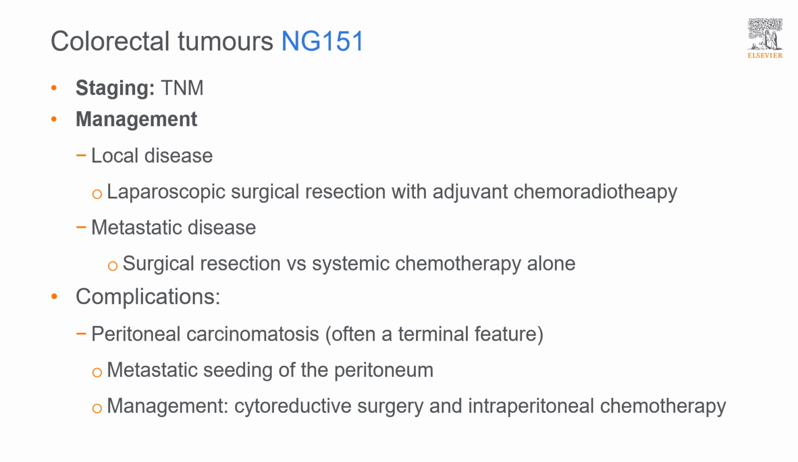Complications of colorectal carcinoma include peritoneal carcinomatosis, which is often a terminal feature where metastatic seeding has developed in the peritoneum. Management of peritoneal carcinomatosis involves cytoreductive surgery and intraperitoneal chemotherapy. However, at this point, the prognosis is poor.